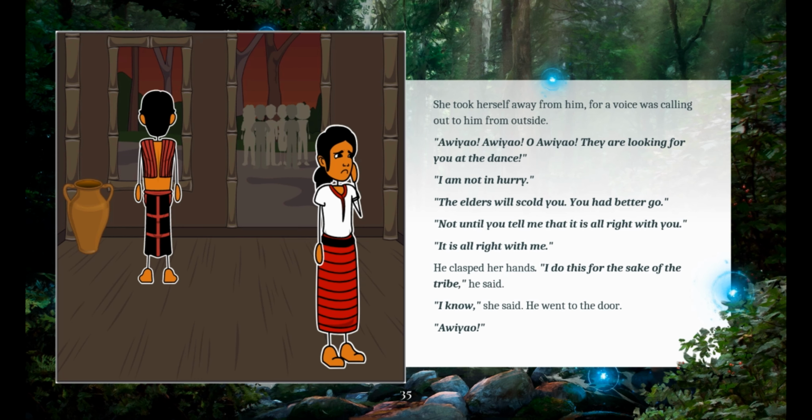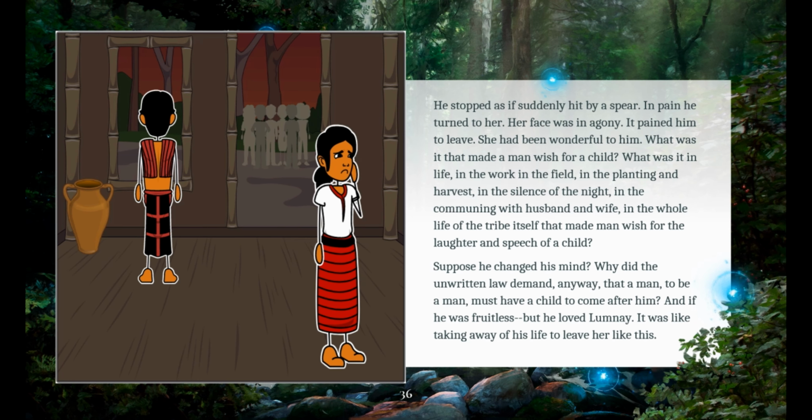She took herself away from him, for a voice was calling out to him from outside. "Awiyaw! Awiyaw! Oh, Awiyaw! They're looking for you at the dance." "I'm not in a hurry." "The elders will scold you. You had better go." "Not until you tell me that it's all right with you." "It's all right with me." He clasped her hands. "I do this for the sake of the tribe," he said. "I know," she said. He went to the door.